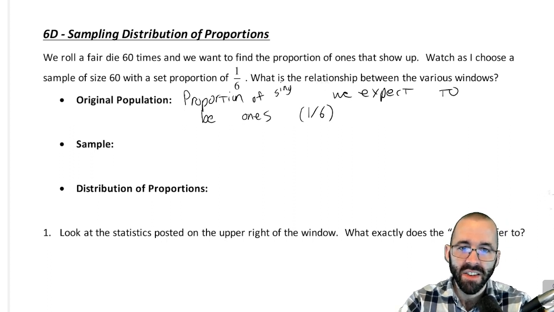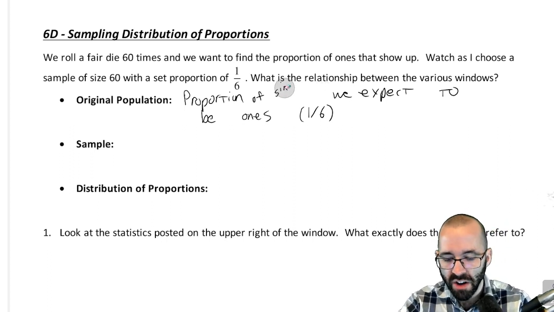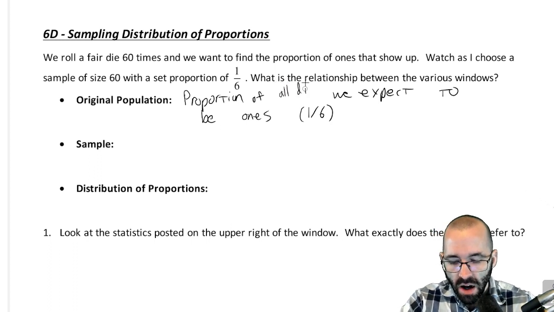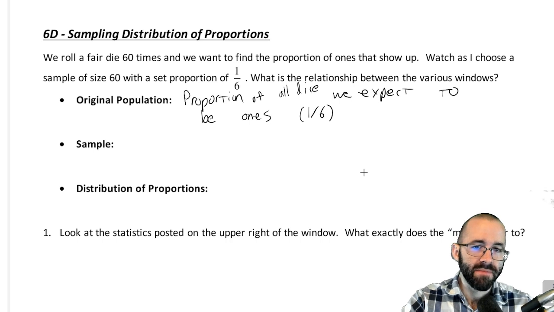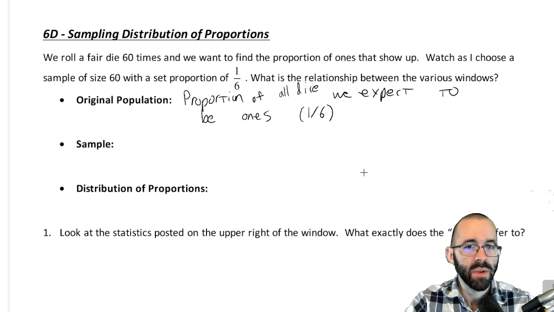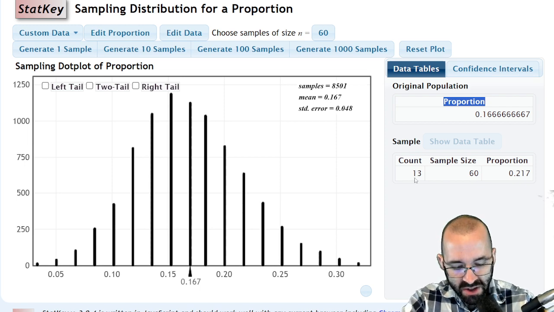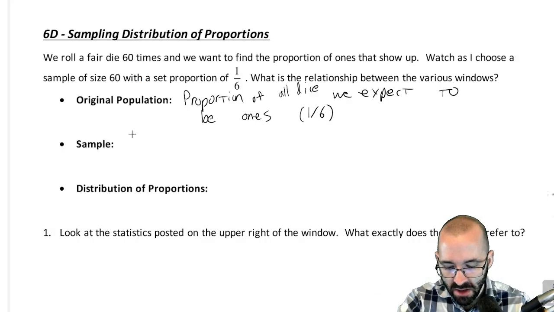Sorry. No, I think it makes more sense to say proportion of all dice, all dice for the population. The proportion of all dice we would expect to be ones would be 1/6. And then we took a sample. This shows how many were 6 in one sample of 60 and what proportion they were.